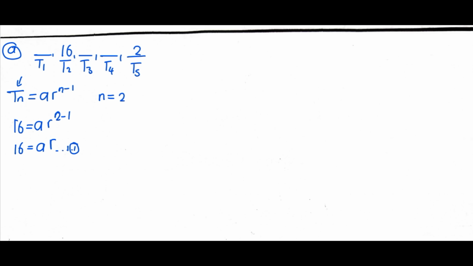Now let's look at equation number 2. Tn is equal to A R to the power n minus 1. This time equation number 2 will be formed by the fifth term. So our n is equal to 5. So here we are going to put 2 is equal to A R 5 minus 1. So 2 is equal to A R, 5 minus 1 will give us 4. Then we have equation number 2.